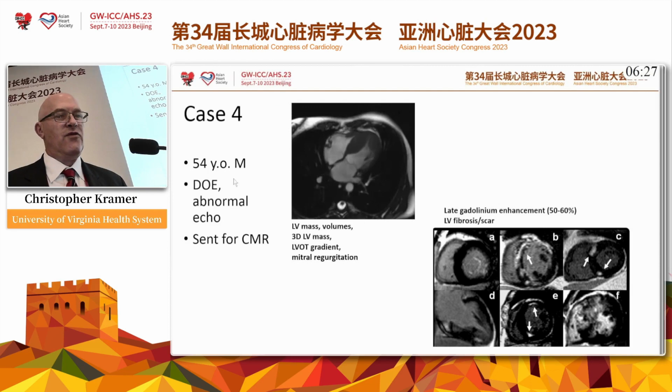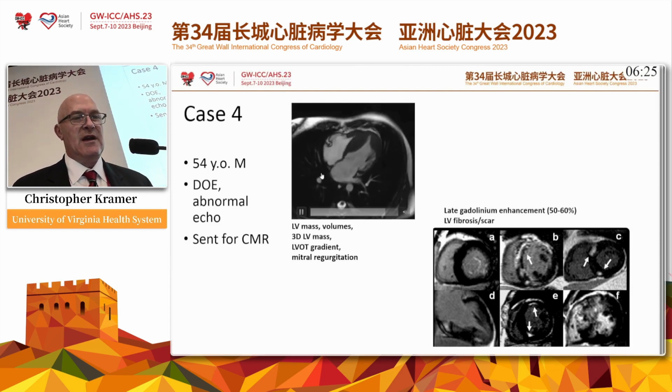Case 4 is a 54-year-old man with dyspnea and an abnormal echo, and you can see on his CMR he has hypertrophic cardiomyopathy with reverse septal curvature and apical form together in the same patient. CMR is the gold standard for assessment of morphology in HCM, measuring LV mass and volumes.